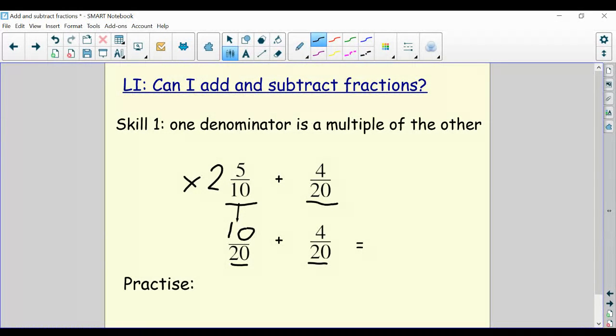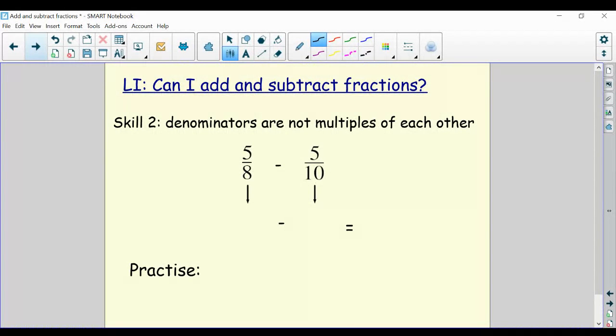Now we can just focus on the numerators and we literally add the numerators up. So 10 plus 4 is 14. The denominators, we do not add them up because the size of the piece doesn't change. It's like imagining there's 10 slices of pizza and each slice is the size of a 20th, and then we've got 4 other slices of pizza, and again the size of those slices is also a 20th. So the size, the denominator, does not change. That is why we do not add that up.